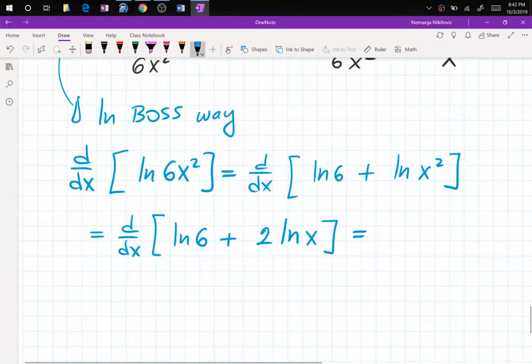Now, what's ln 6? What is ln 6? A constant. And what's the derivative of a constant? 0. Here's a potato right there. Plus 2 times, and what's the derivative of ln x? Yes, 1 over x, which is 2 over x.